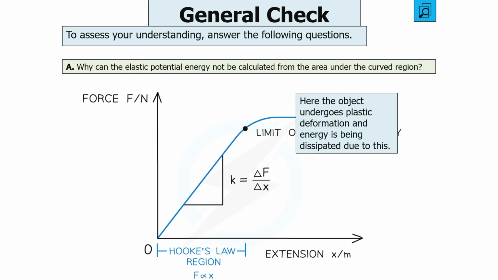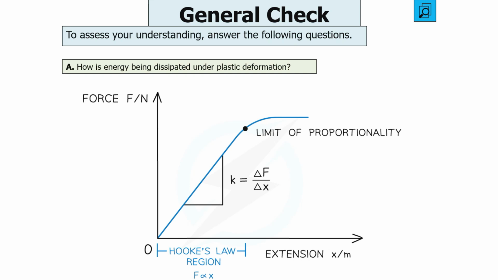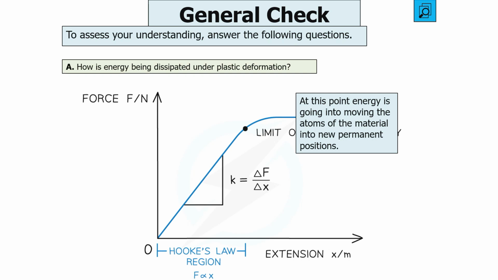Under the curved region, the object undergoes plastic deformation, and energy is therefore dissipated due to this. How is energy being dissipated under plastic deformation? Pause the video now, then unpause the video when you want to go through your answer. Well, at this point, energy is going into moving the atoms of the material into new permanent positions.